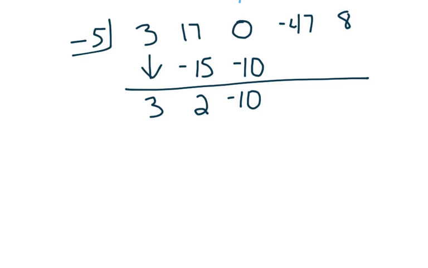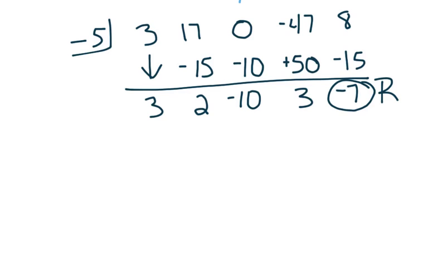Negative 5 times negative 10 is a negative 50. Nope, it's a positive 50. Negative and a negative is a positive. So 47 plus 50 is a positive 3. Negative 5 times 3 is a negative 15. 8 minus 15 is a negative 7. So this is my remainder.